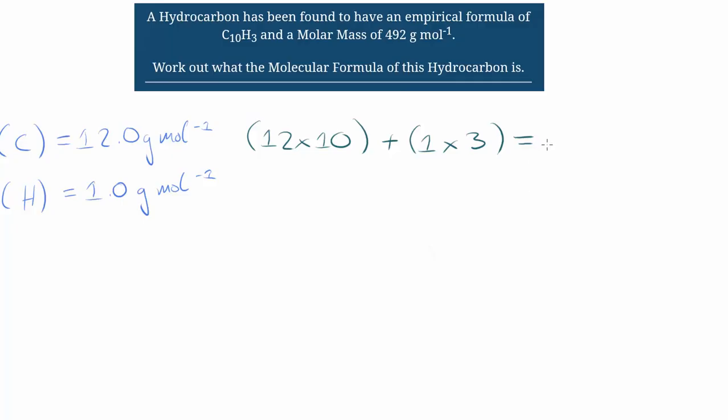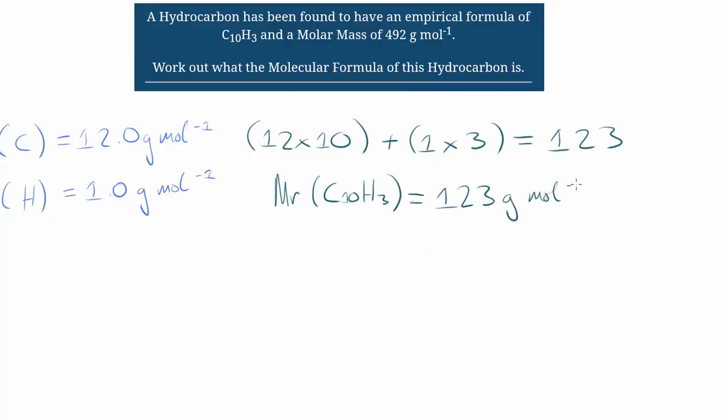I invite you to have a go on your calculator to work out what you get. It's a straightforward calculation, and you don't necessarily need a calculator, but in any case, you'd get 123. Based on that, we can say that the molar mass of our empirical formula, C₁₀H₃, is equal to 123 grams per mole.